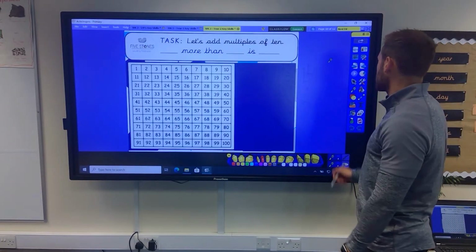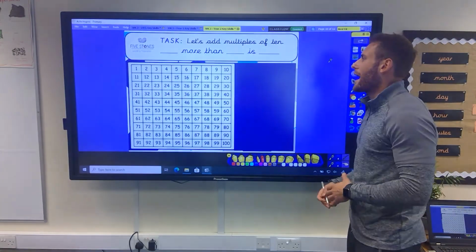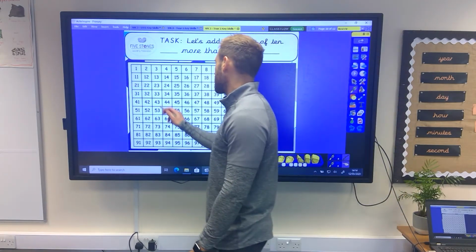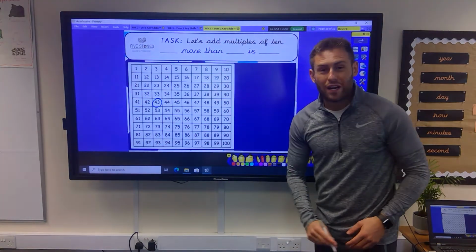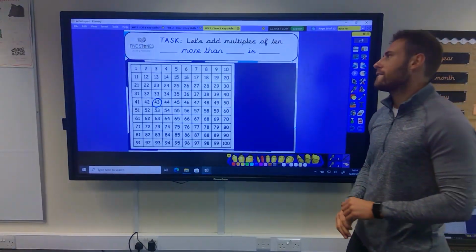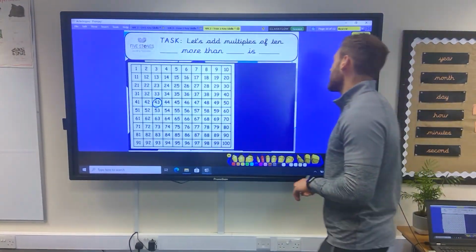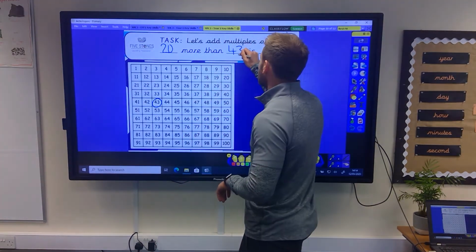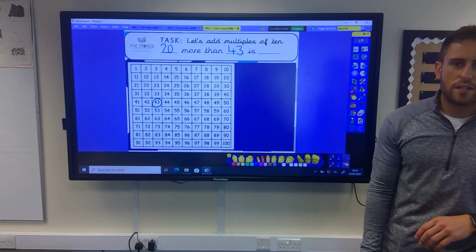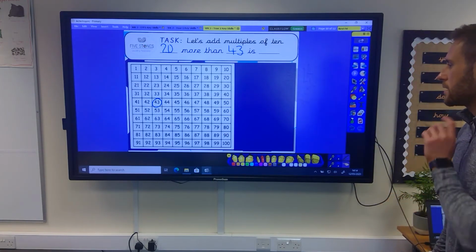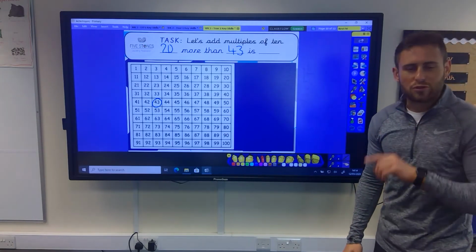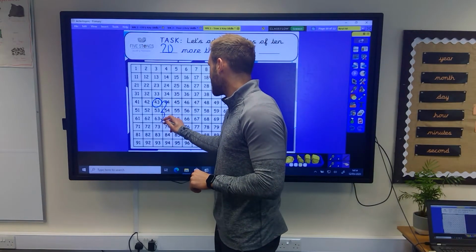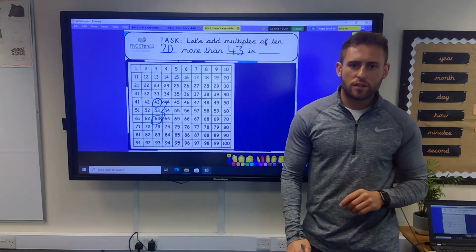Okay, we are going to find a 2-digit number and we are going to add some more to it. Okay, so my first number I'm going to actually give you is this number here. What is that number, everyone? It is 43. And I would like you to find me 20 more than 43. 20 more than 43 is, let's have a think. How do we do that? Yes, we count down in tens, don't we? We're using our 100 grid. So 10, 20.